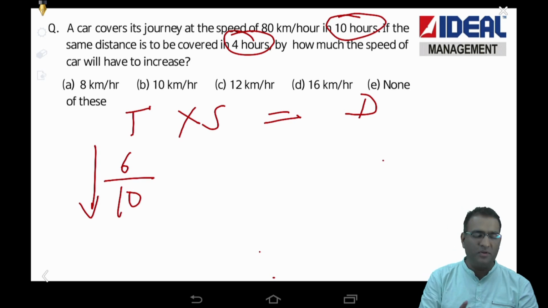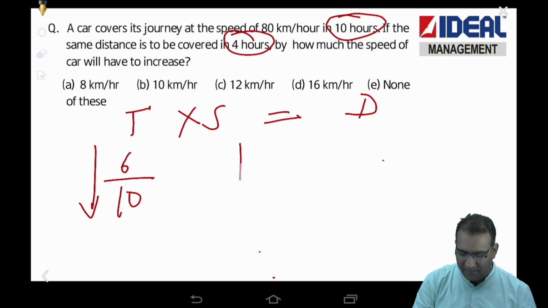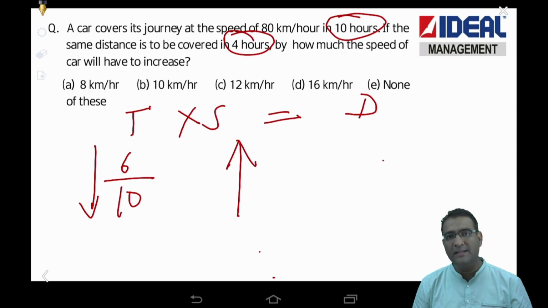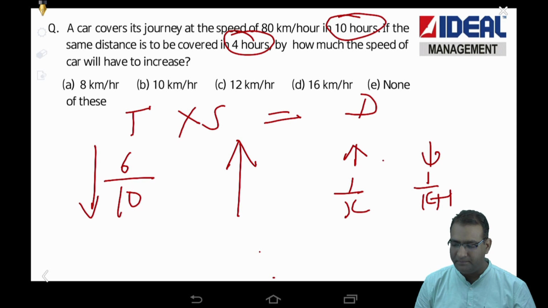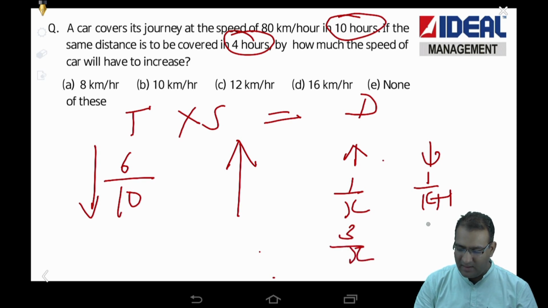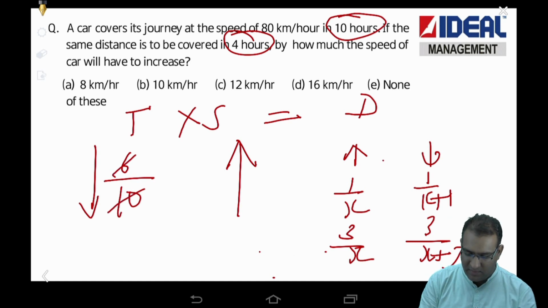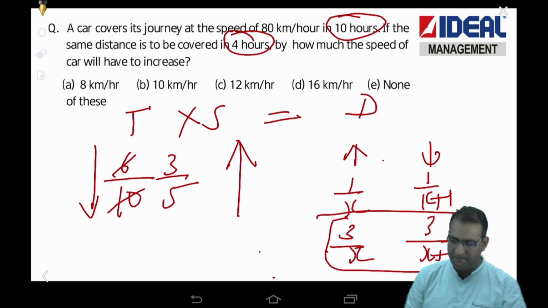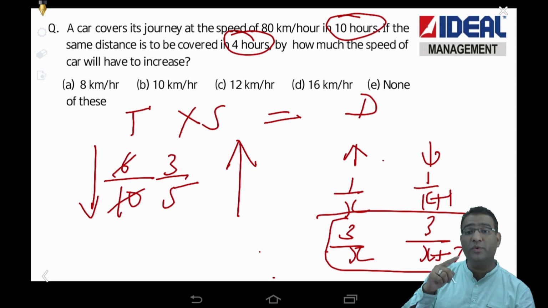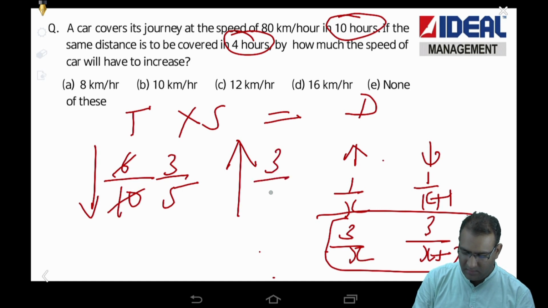Now this is the concept. So yes, I understand. If you don't understand this concept, I can't help you much. But if you know this concept, it will help you like hell. Which means my speed has to increase. Remember, the concept is this: increase 1 by x, decrease 1 by x plus 1. So increase 3 by x, decrease 3 by x plus 3. So when you cut this, it becomes 3 by 5. So it falls in this category, which means my speed has to increase by 3 by 2.